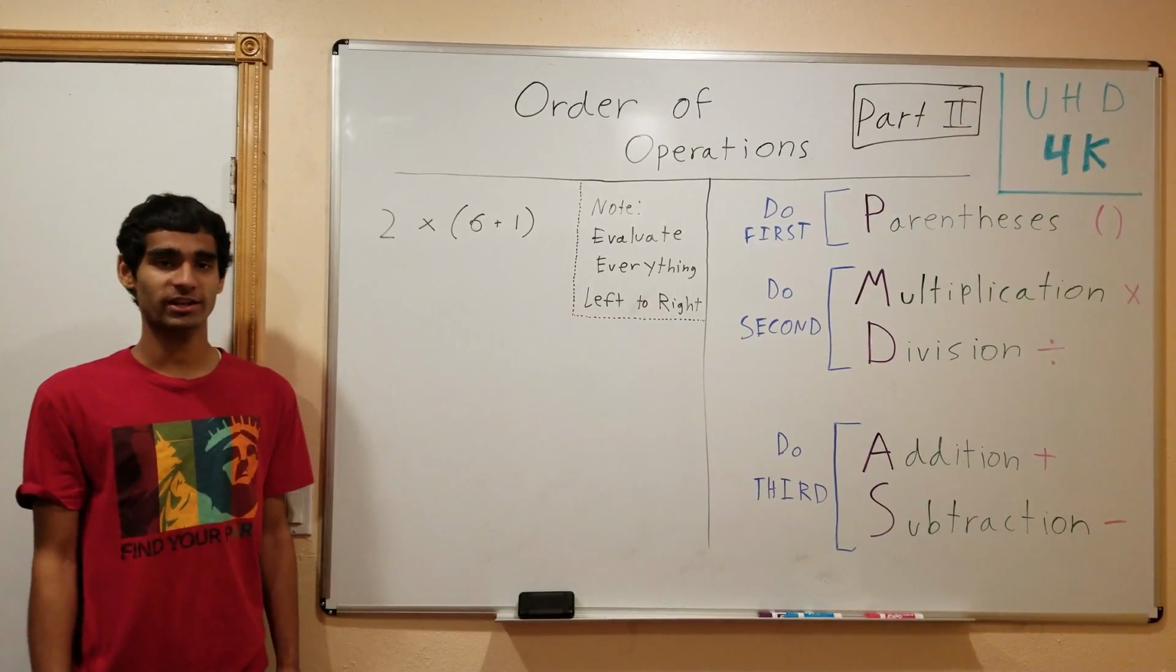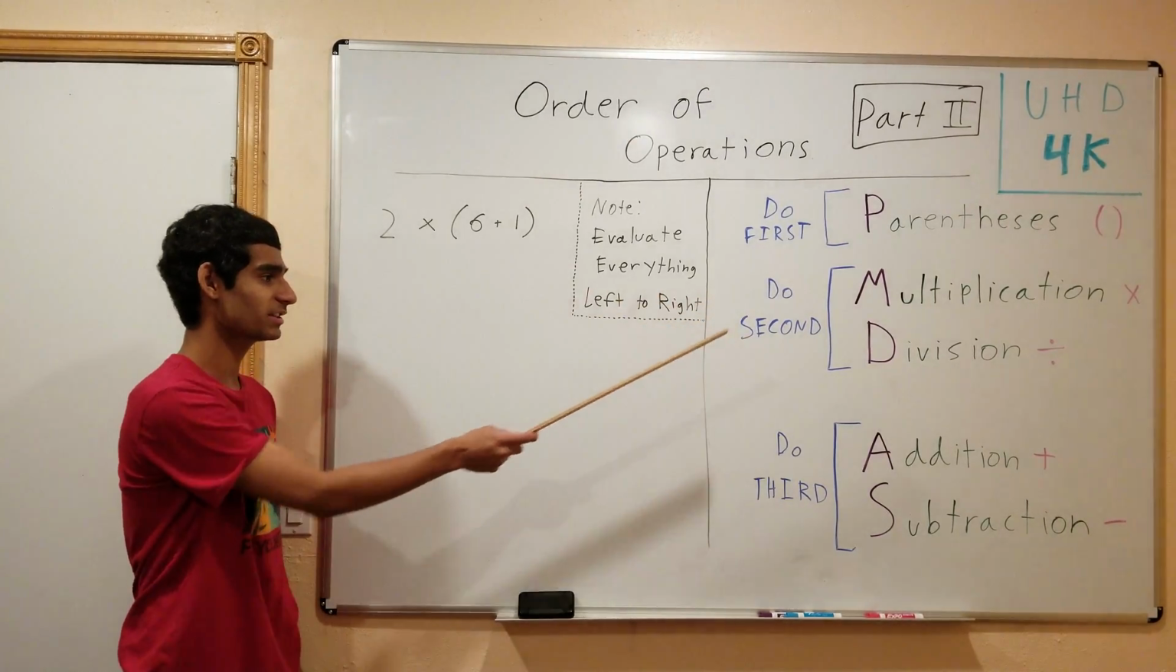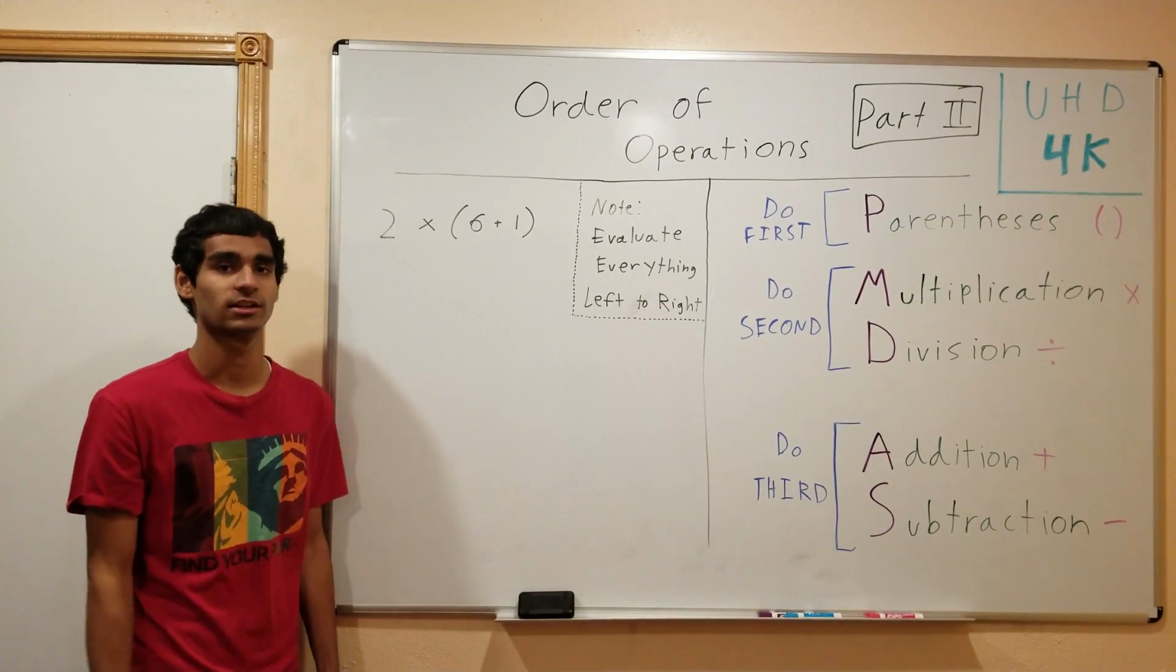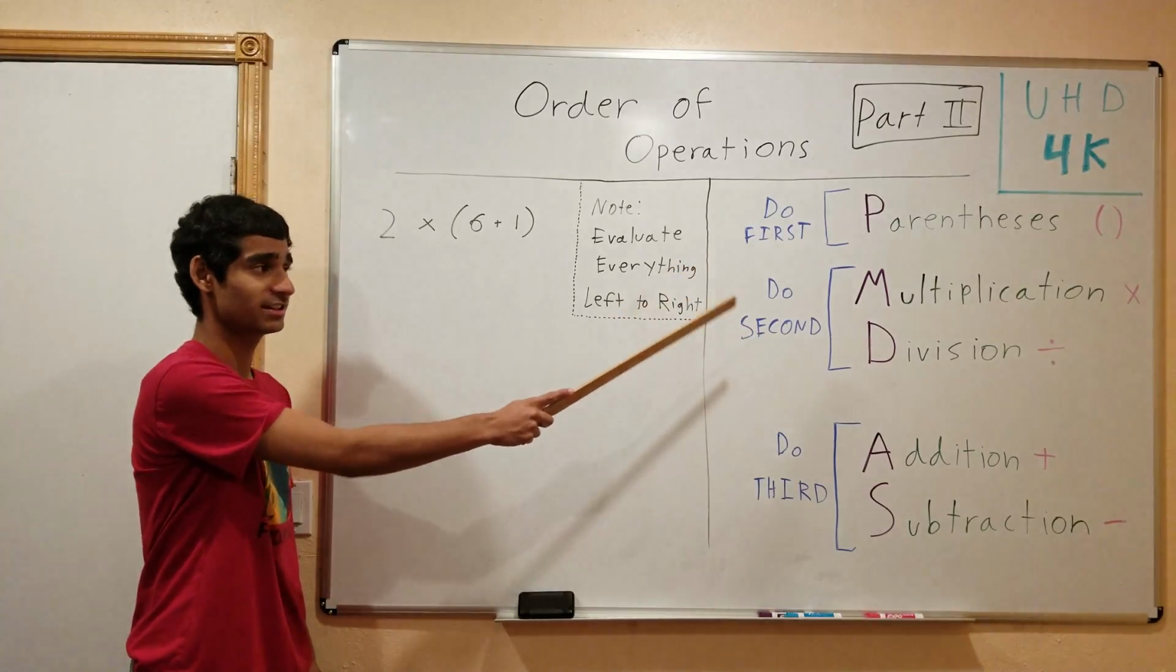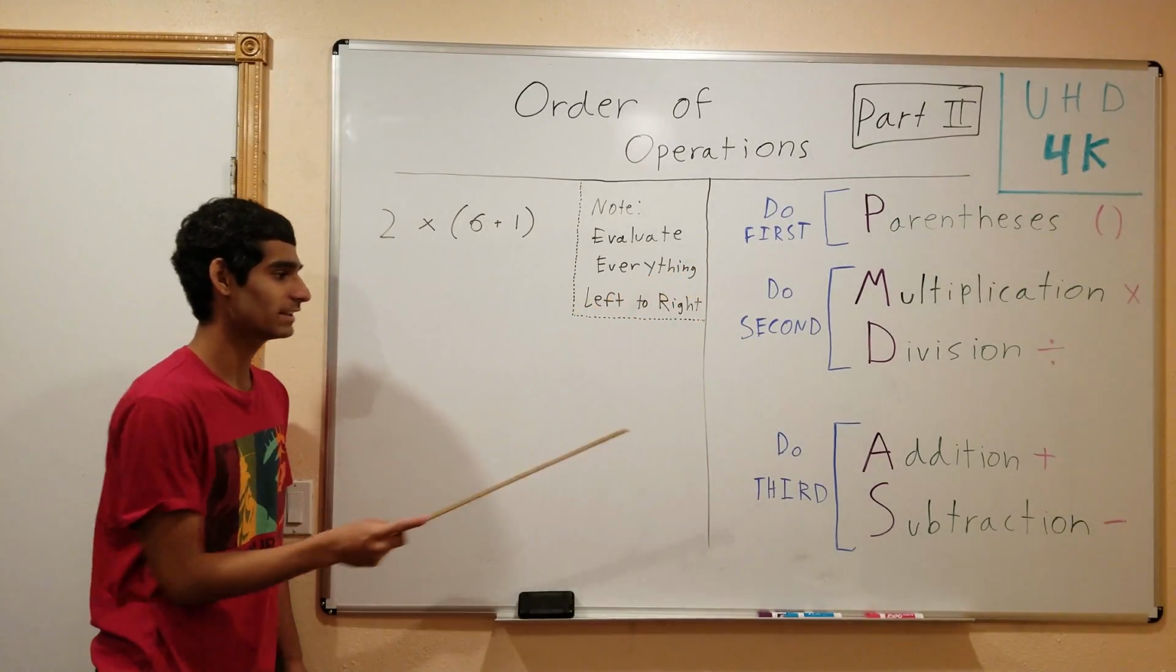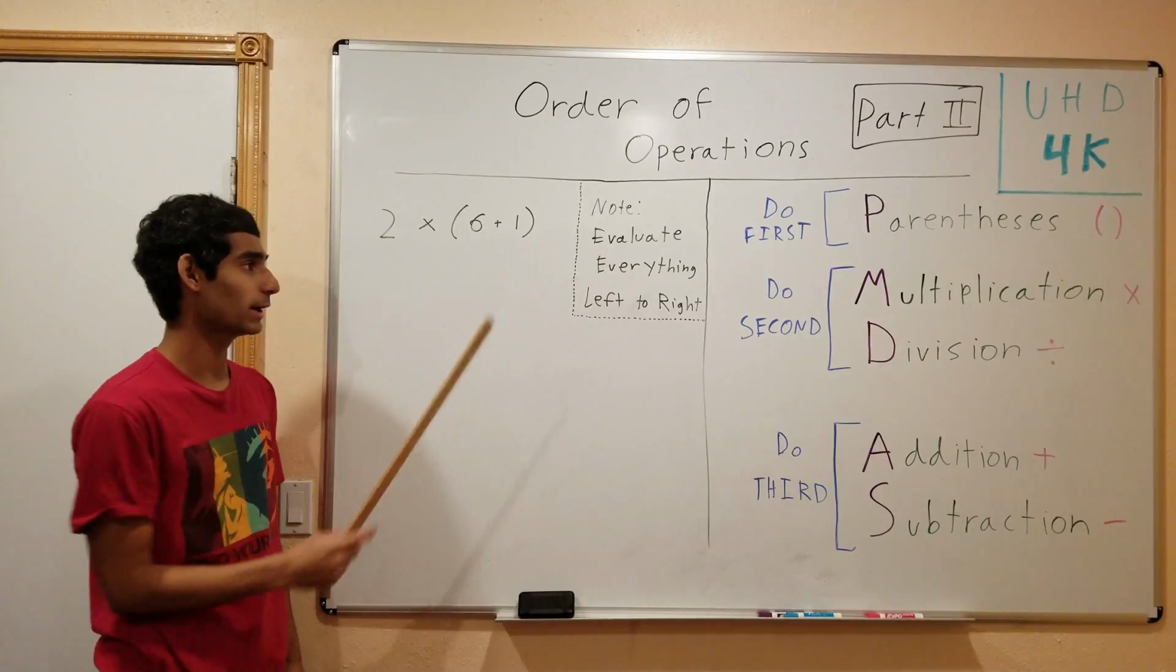So in the order of operations, part 1, we talked about multiplication and division and addition and subtraction. To review, when you have an arithmetic statement, you must first do the multiplication and division, left to right, and then the addition and subtraction, left to right.